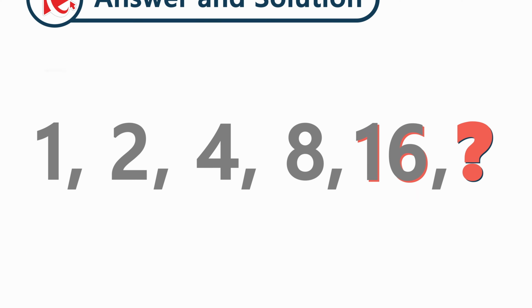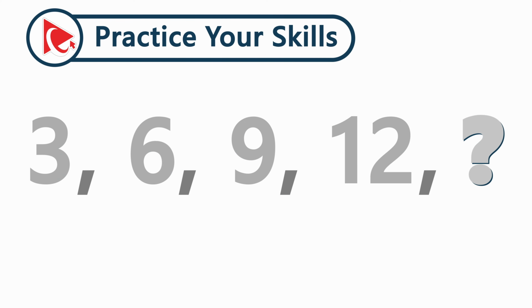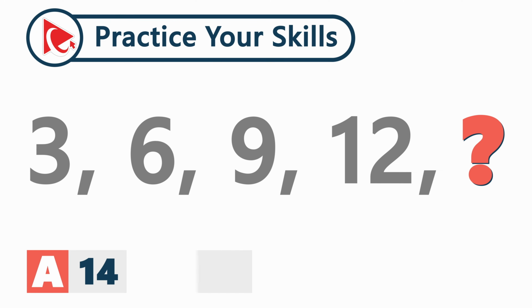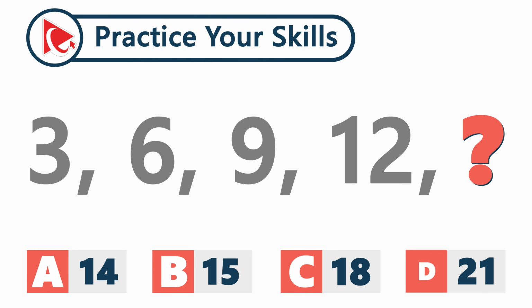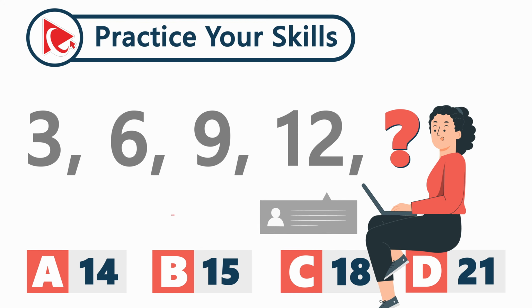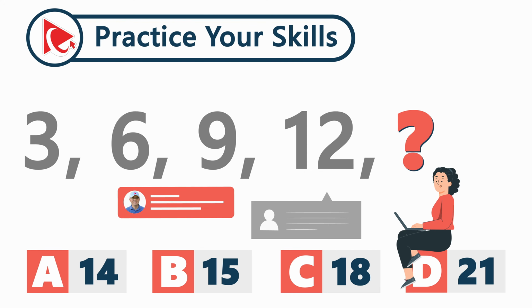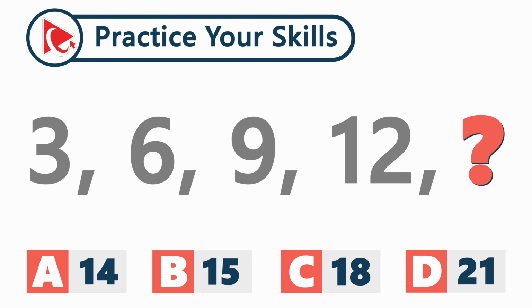Here's the question for you to answer. You're presented with the series of numbers 3, 6, 9, 12, and then comes the missing number, which you need to calculate and select your answer out of 4 possible choices. Choice A, 14, choice B, 15, choice C, 18, and choice D, 21. After you've done calculating your answer, post it in comments and I'll provide you with my feedback. Best of luck with this exciting challenge.